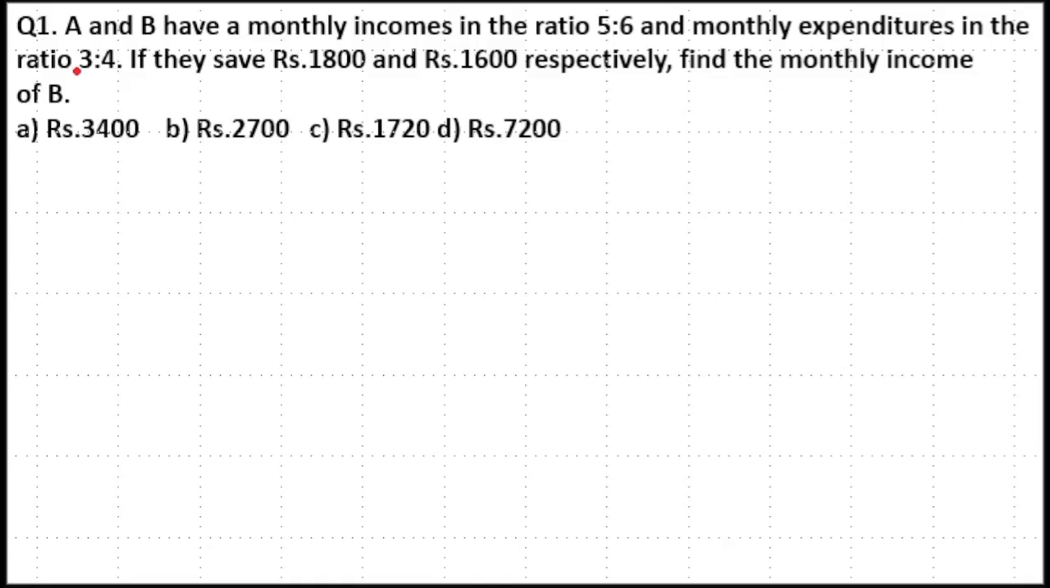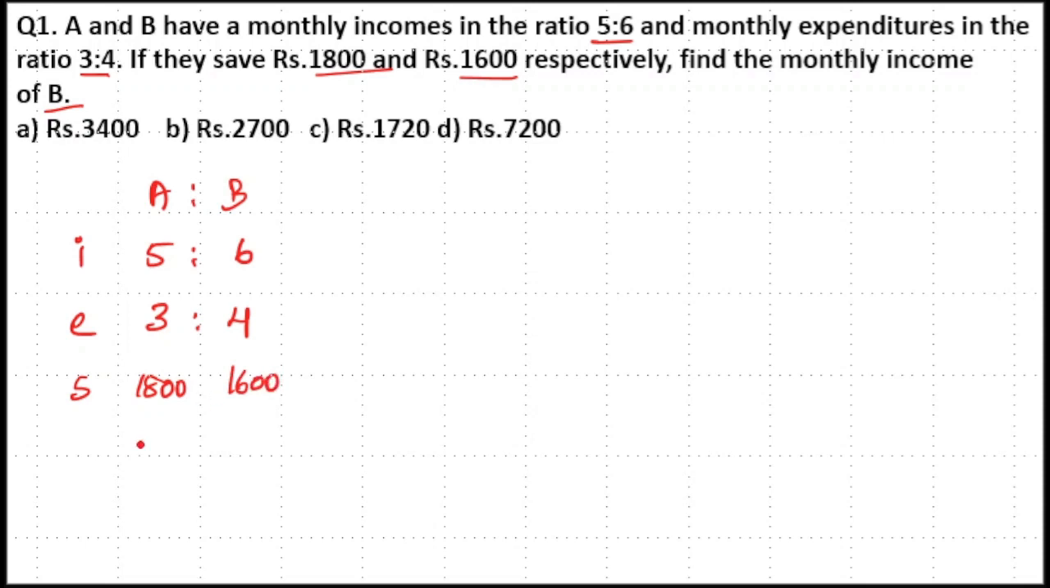Our first question is, A and B have a monthly income in the ratio 5:6 and monthly expenditure in the ratio 3:4. If they save 1800 and 1600 respectively, find the monthly income of B. So we have A and B here, and their income is in the ratio 5:6. Their expenditure is in the ratio 3:4. Their savings are 1800 and 1600 respectively.